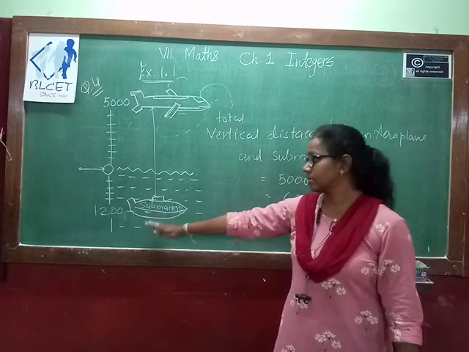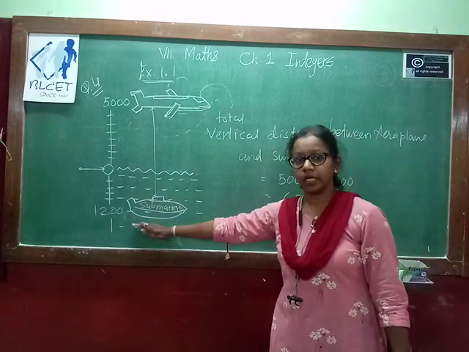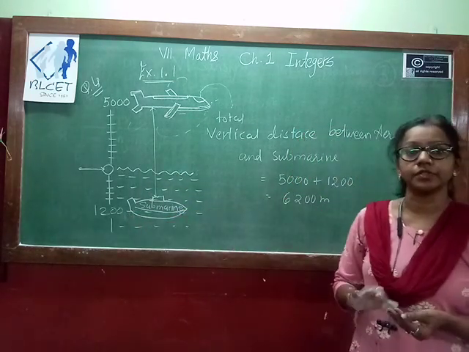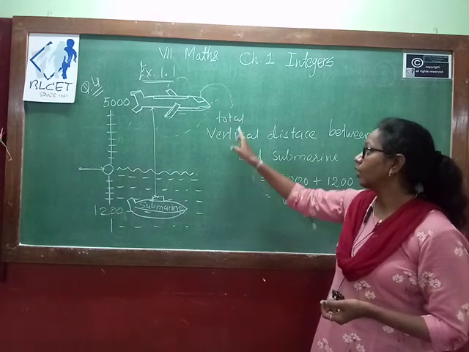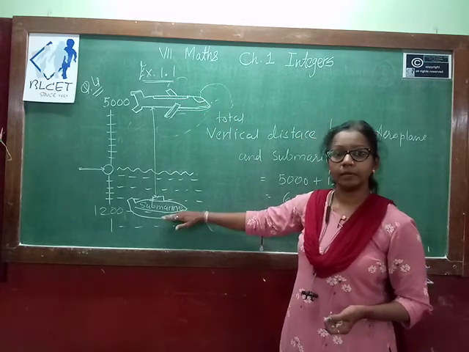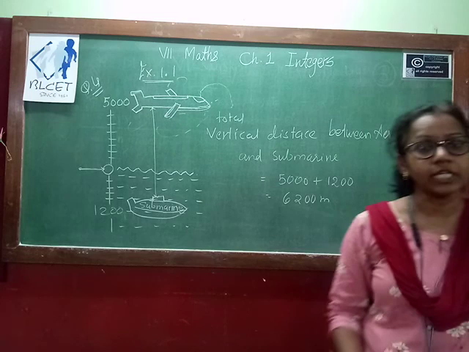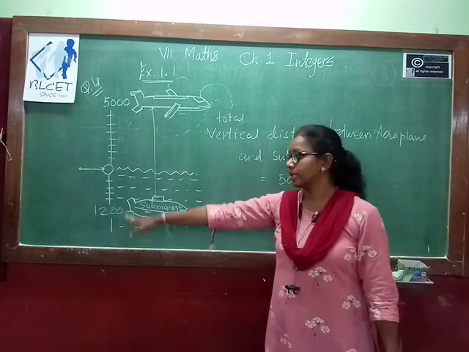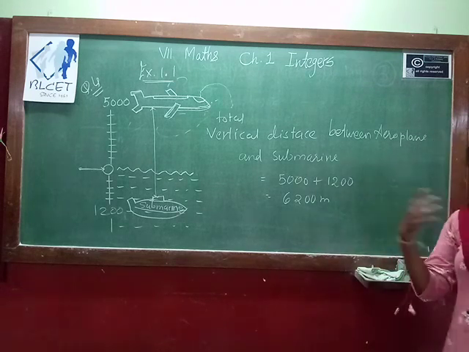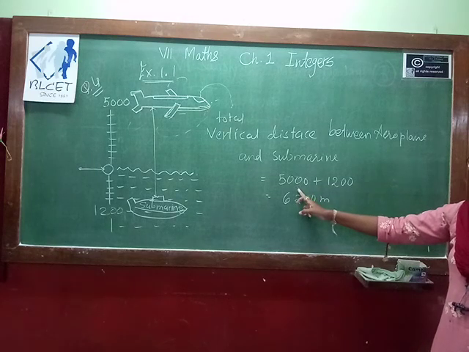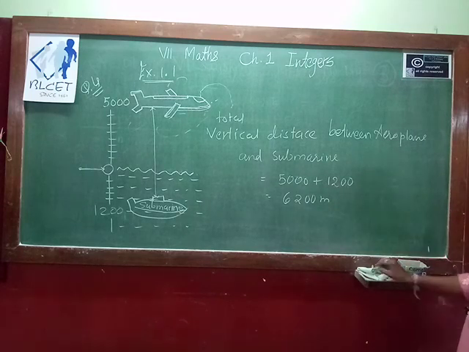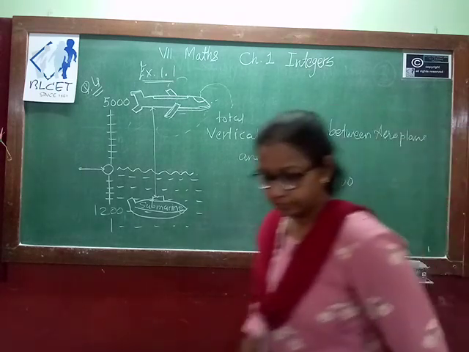If it is below the ground level, below the sea level, it is always negative. But what is the question? Understand the question. We have to find the total vertical distance, means distance between this plane and submarine. So we have to always do the addition of these two measurements, 5000 and 1200. Don't write minus 1200, it will give you wrong answer. So the total distance is 5000 plus 1200, which gives you 6200 meter. This is all about your question number 4. Move on to the next question.